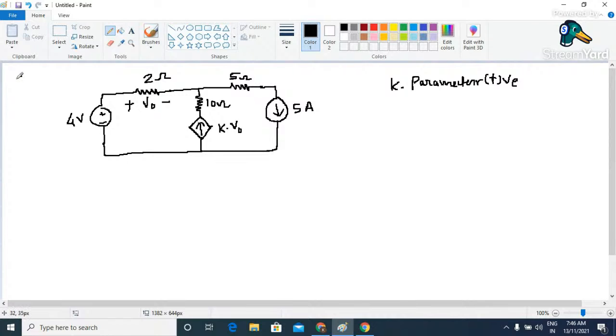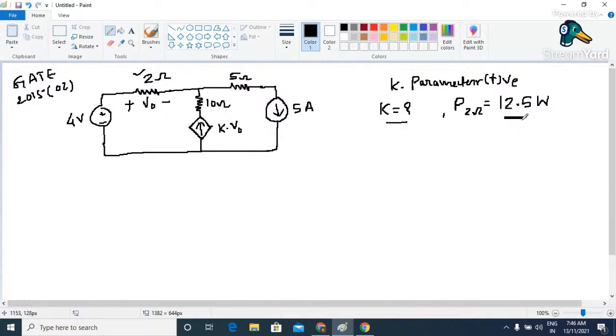This question was asked in GATE 2015 for 2 marks. And here the objective is we have to find the value of this K, which is a parameter, and the value must be a positive one. And in the numerical, it is given that the power developed across a 2 ohm resistor, or you can say power dissipated by this particular 2 ohm resistor, is 12.5 watt.